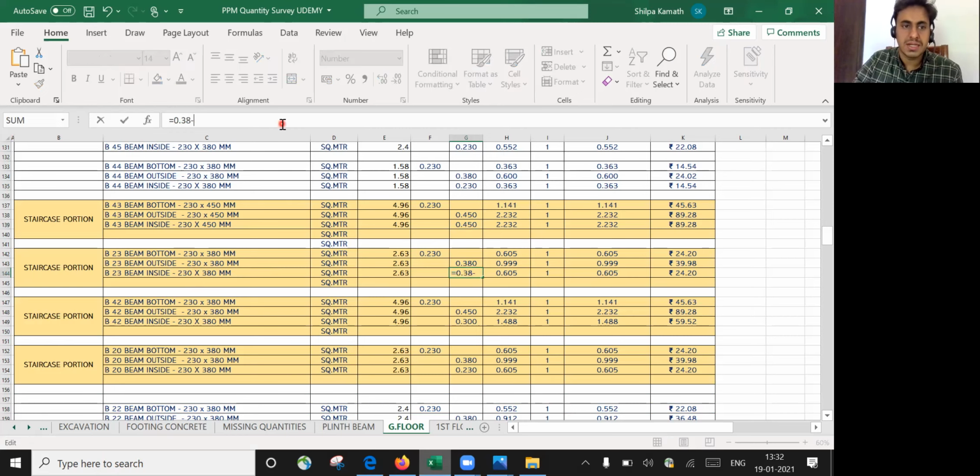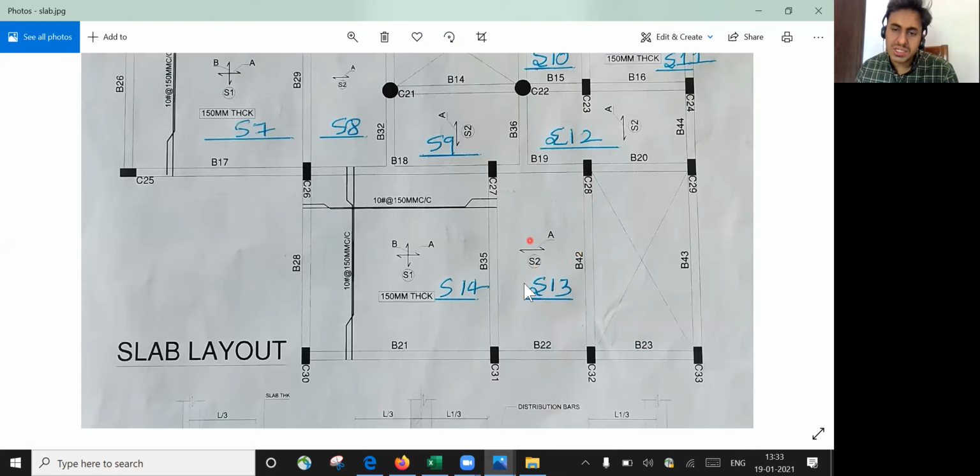Now coming to the B42 beam. So this is my B42. Now for the B42, I have a slab on this side, but here I don't have a slab. So this will go to the full length, and this inside shuttering will be full length minus whatever is the depth of your slab.